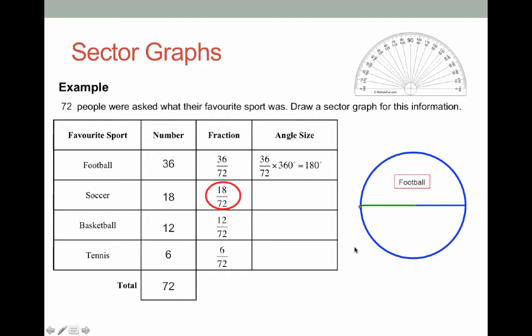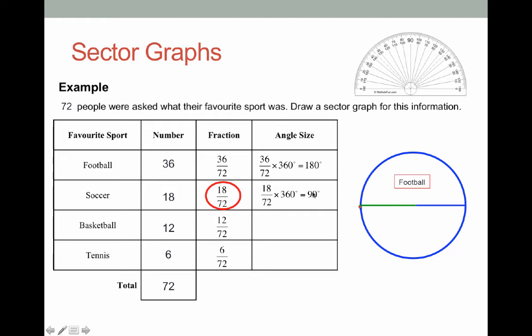Now to work out how big the angle is for soccer, I'm going to do the exact same thing. I'm going to take my fraction and multiply it by 360 degrees. Putting that into your calculator, or just working it out for yourself, that 18 is a quarter of 72, we're actually working out what a quarter of 360 degrees is. It's going to be 90. So this next sector has to have a 90-degree angle at the center. Something else you might want to notice is that 18 is half of 36. What that means is that my angle is going to be half of 180 degrees. You may have noticed that as well.